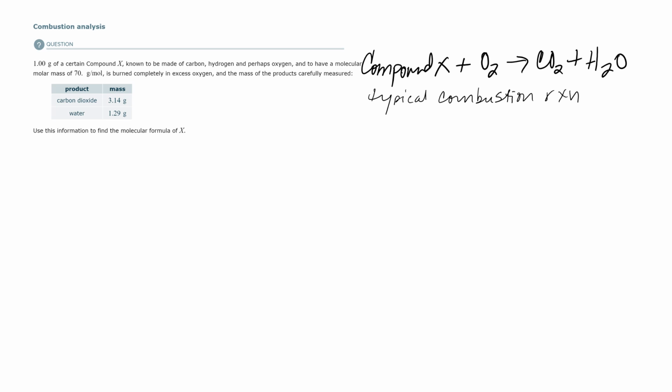What are we told here? We're told we have 1 gram of some compound X. And it's made of carbon, hydrogen, and maybe oxygen. It has a molecular molar mass of 70 grams per mole. We burn it completely in excess oxygen, and the mass of the products is carefully measured. We get carbon dioxide, 3.14 grams, and water, 1.29 grams. So this compound X is some combination of carbon and hydrogen for sure, and oxygen is a maybe.